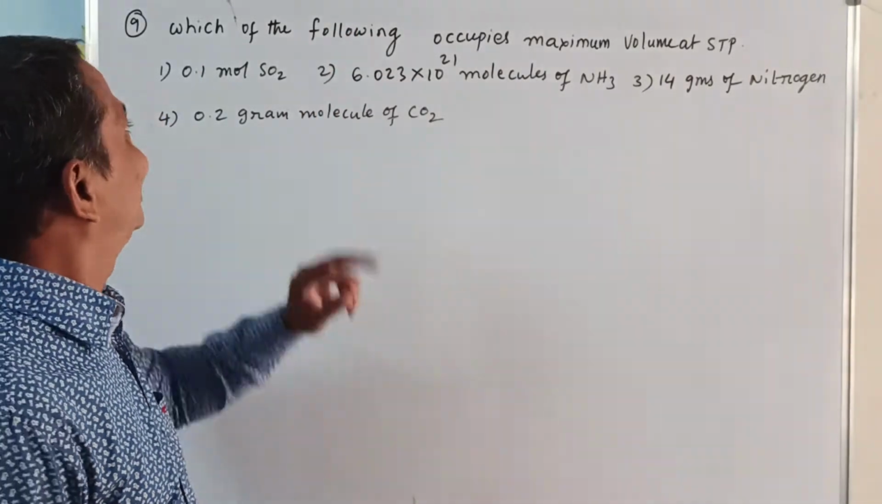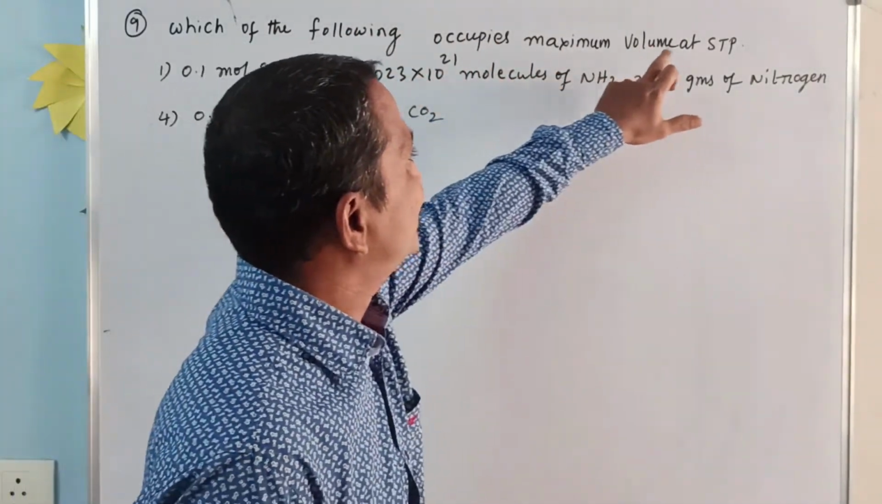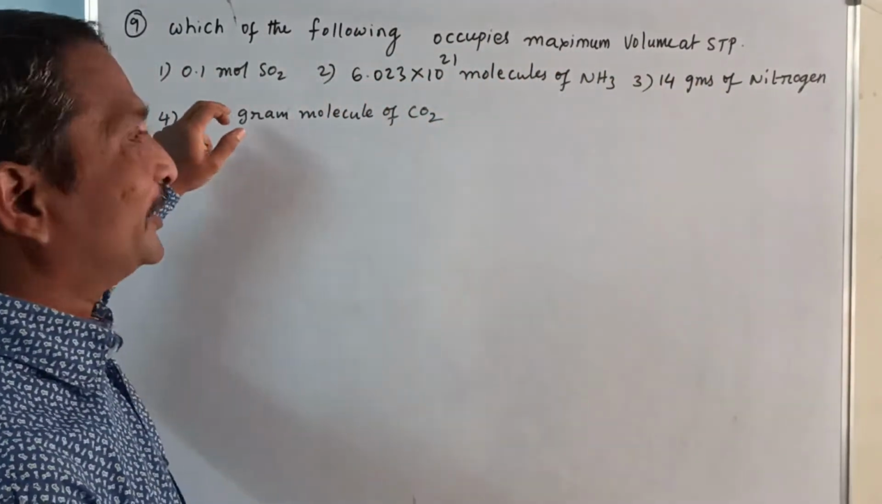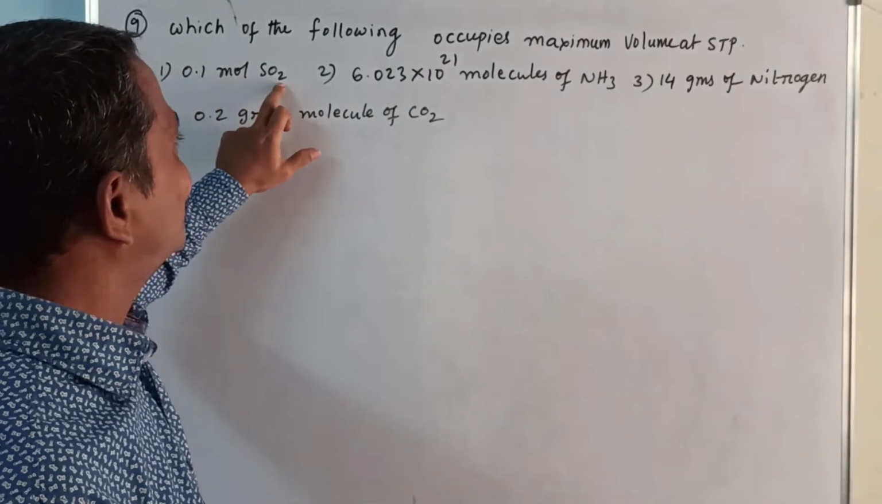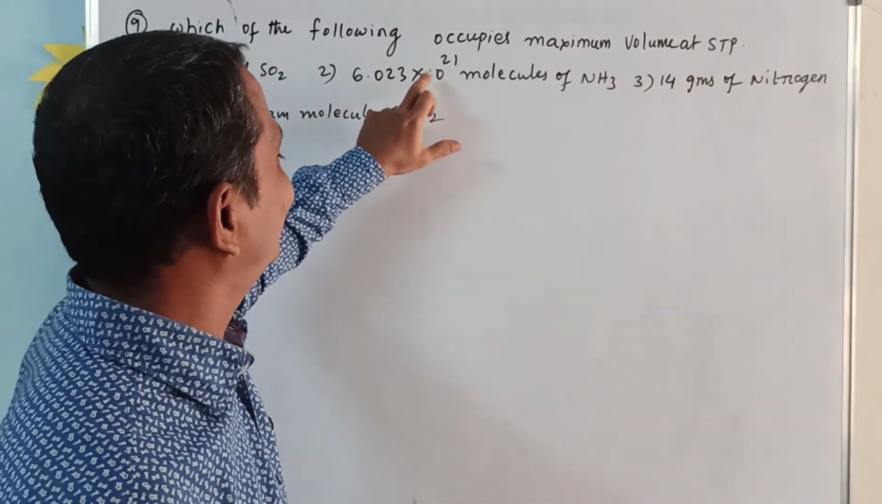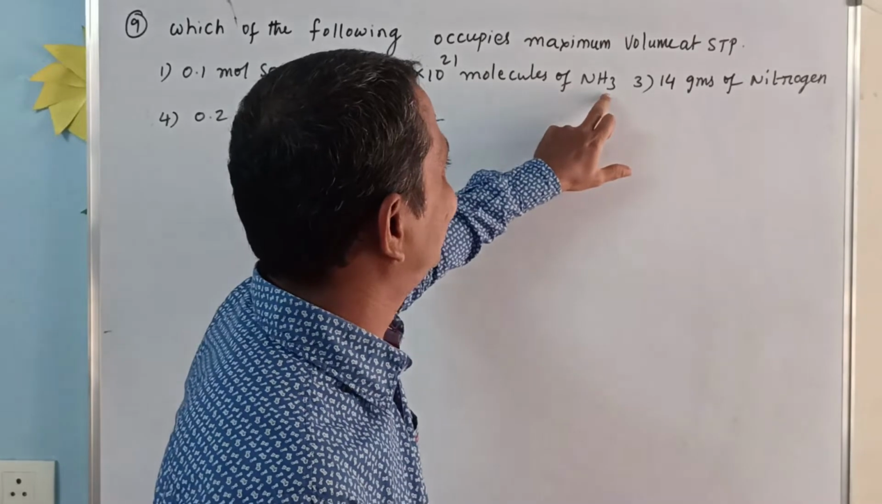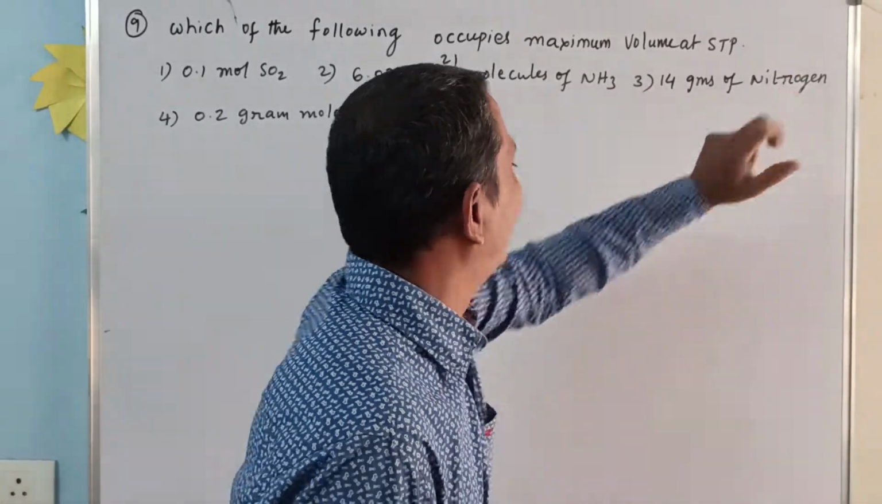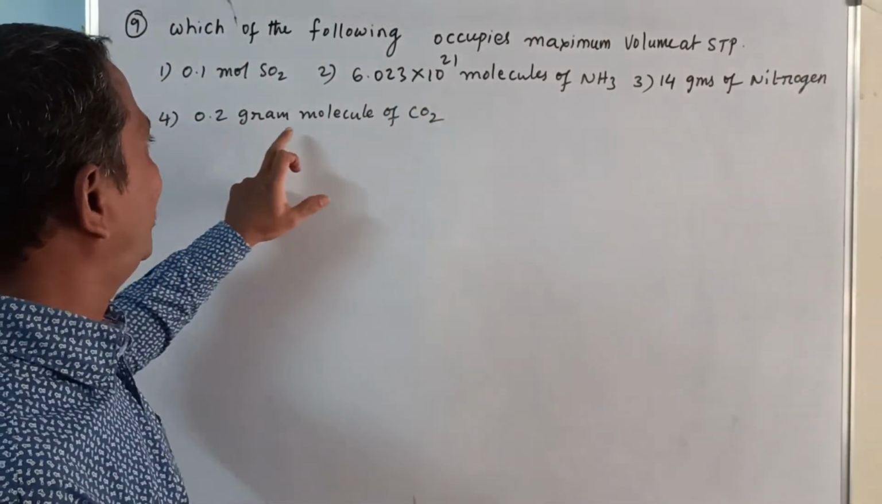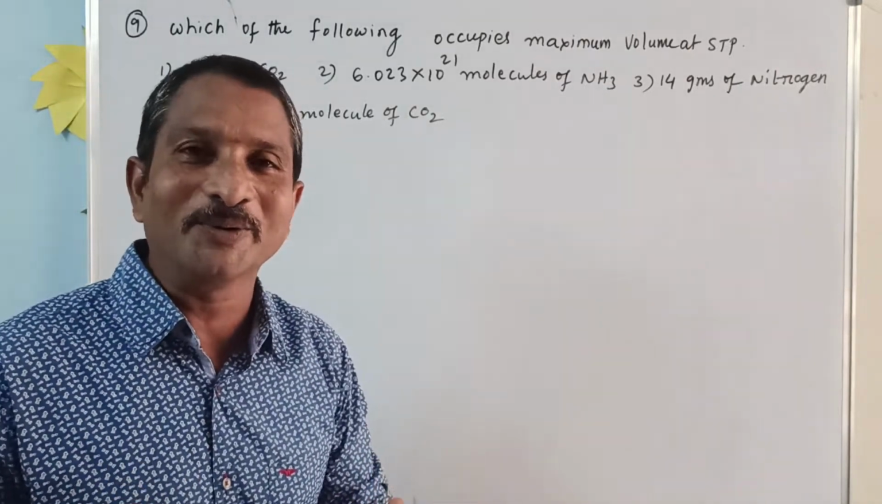The next problem. Which of the following occupies maximum volume at STP? Option 1: 0.1 mole SO2. Option 2: 6.023 × 10^21 molecules of NH3. Option 3: 14 grams of nitrogen. Option 4: 0.2 gram molecule of CO2.